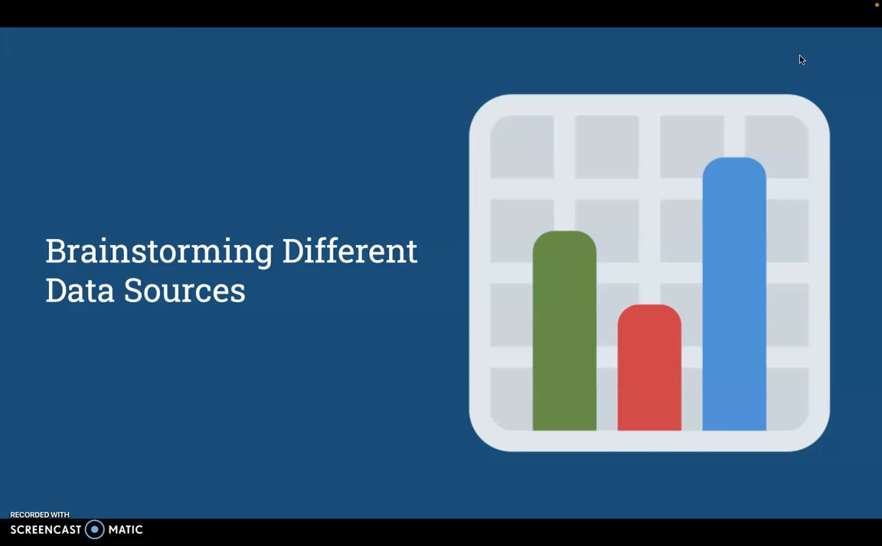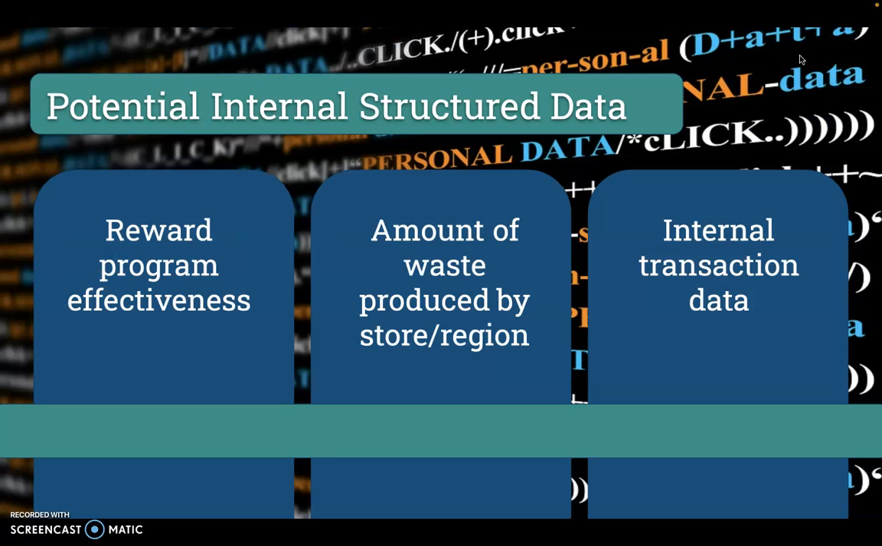So brainstorming different data sources, it can go one of many ways. So potential internal structured data. So we can do reward program effectiveness. We can also look at the amount of waste produced by store, and then also the amount of waste produced by the region, and then also looking at internal transaction data within the company.